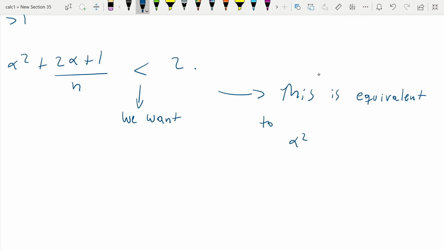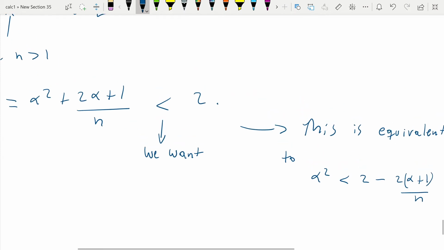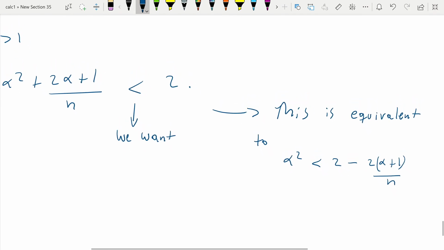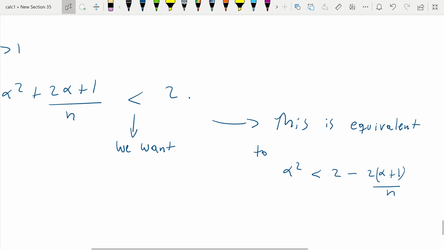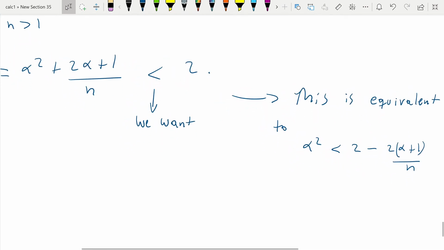to saying that alpha squared plus (2 alpha + 1)/n is less than 2, right? This is exactly what we want. We want to make sure that n is big enough so that this inequality is true. So this is how we find the n.